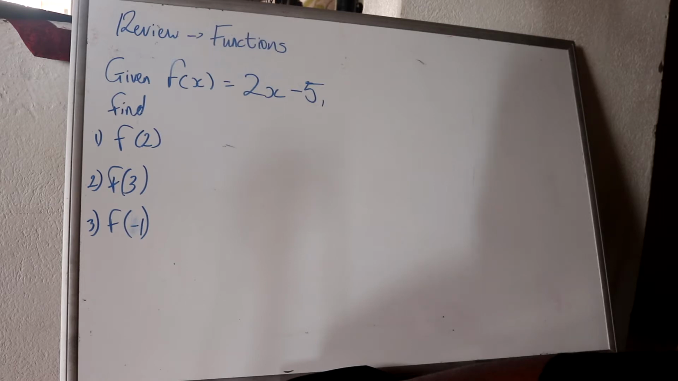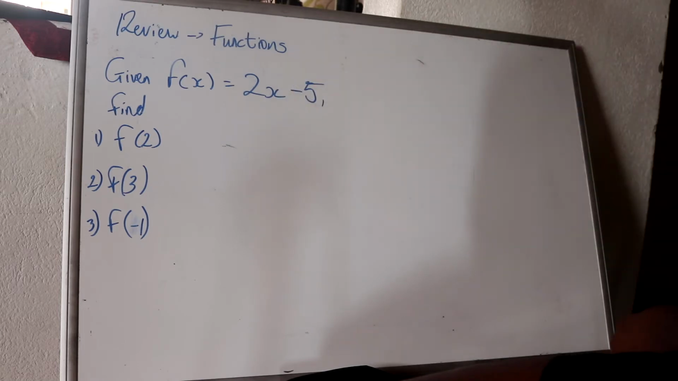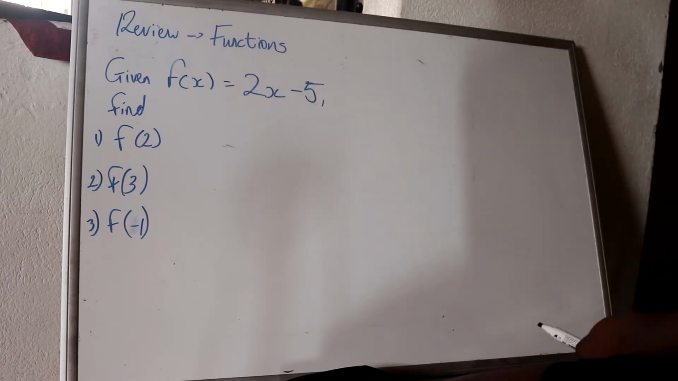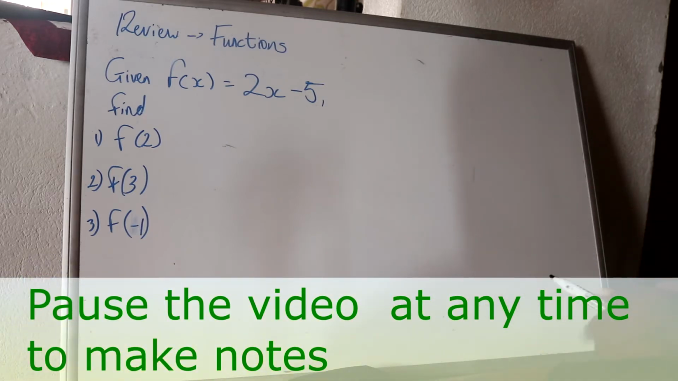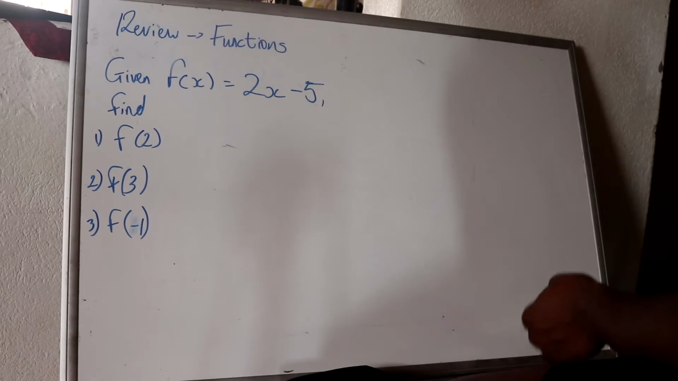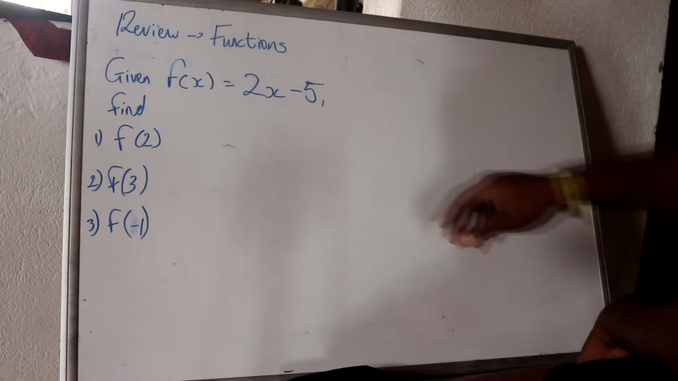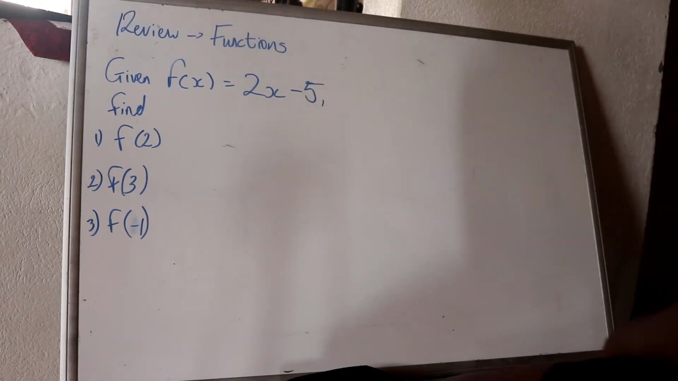Alright, so we have a function here, f of x is equal to 2x minus 5. Now if you recall, this function is really describing a situation where there are things happening to x. For one, it's being multiplied by 2 to make it 2x, and then it's being subtracted by 5. So two things are happening to x.